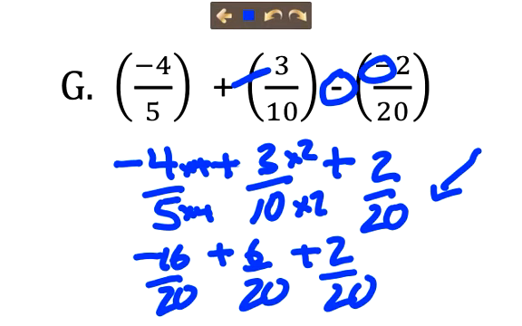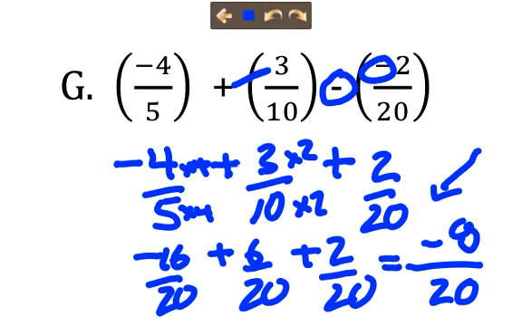And then you just use your number line to add them across. Remember, the bottom stays the same. And do them one at a time. So negative 16 and 6, you would get negative 10. Negative 10 plus 2, you would get negative 8. Now the thing is, you don't want to leave your question like that. Always try to reduce wherever you can.